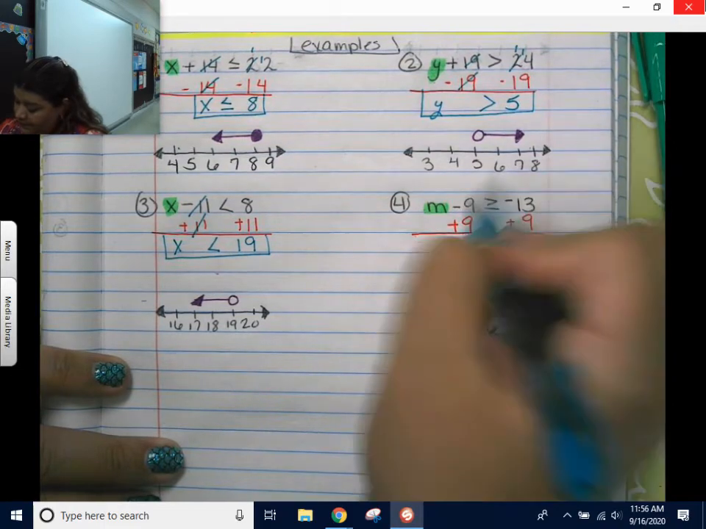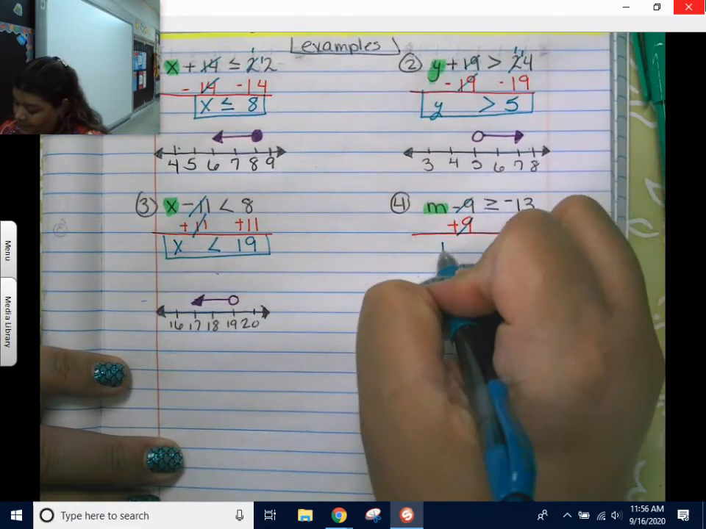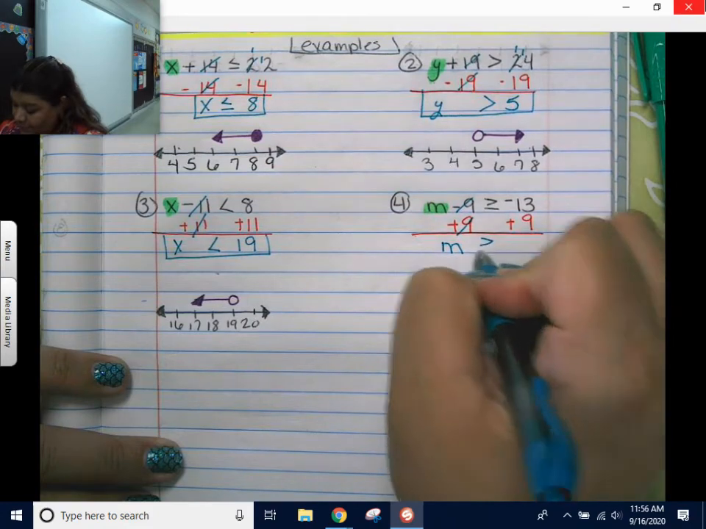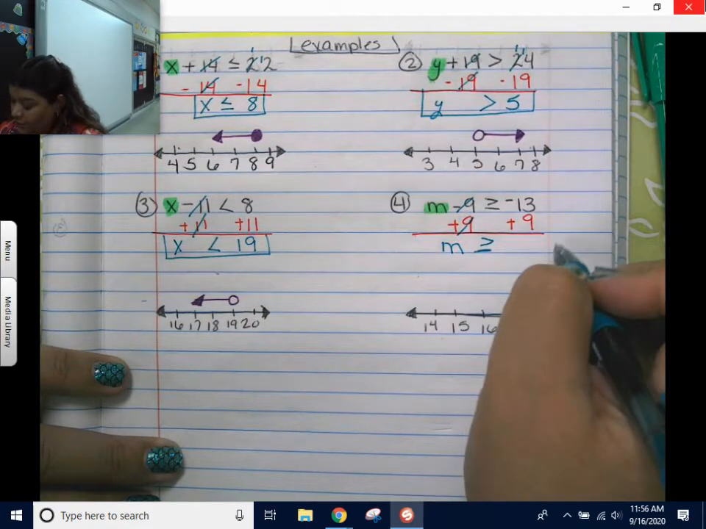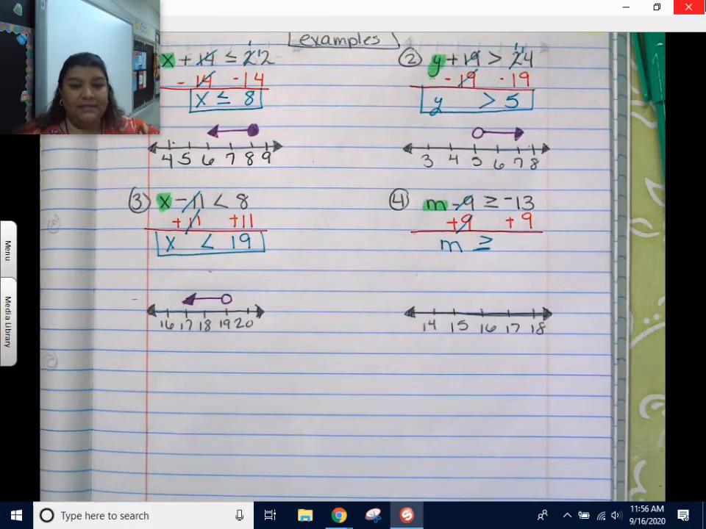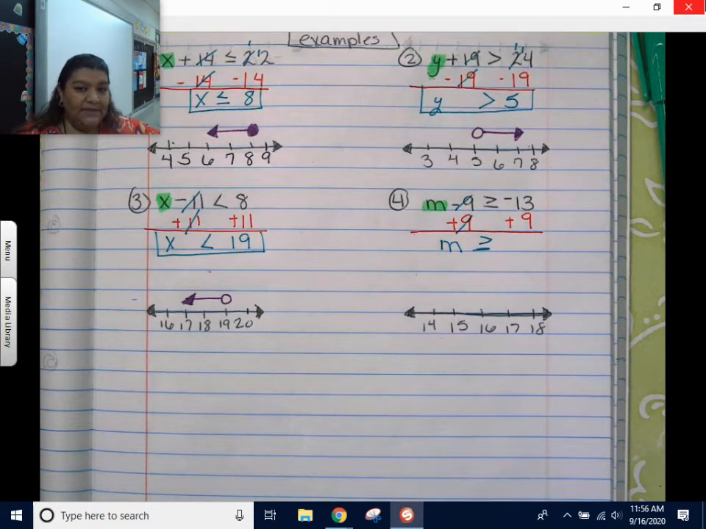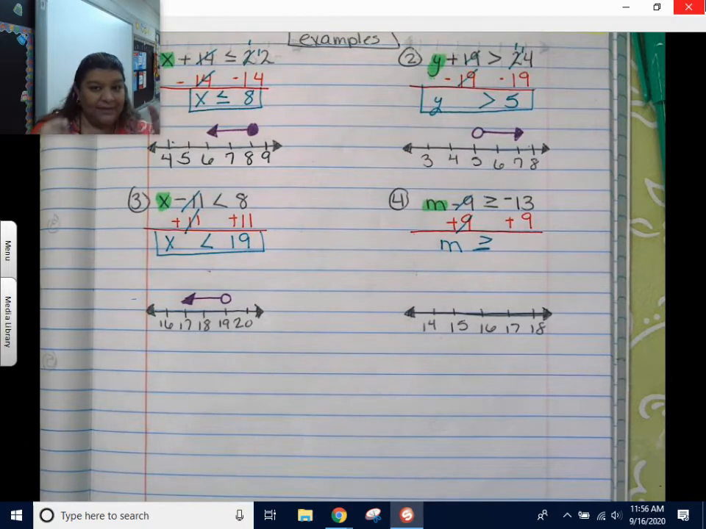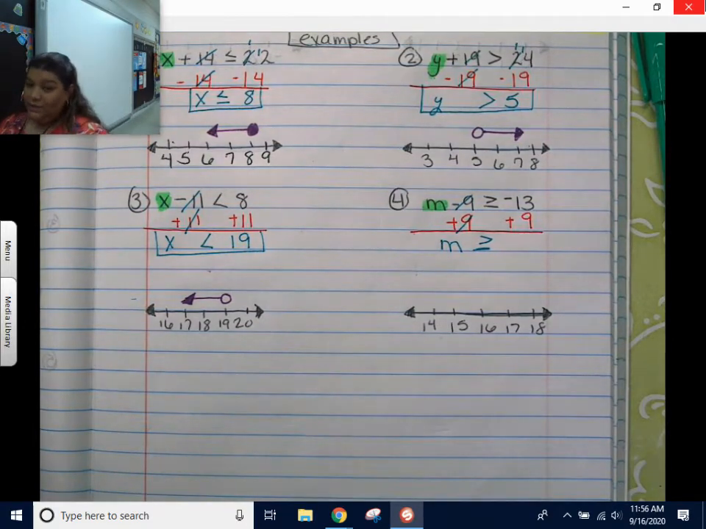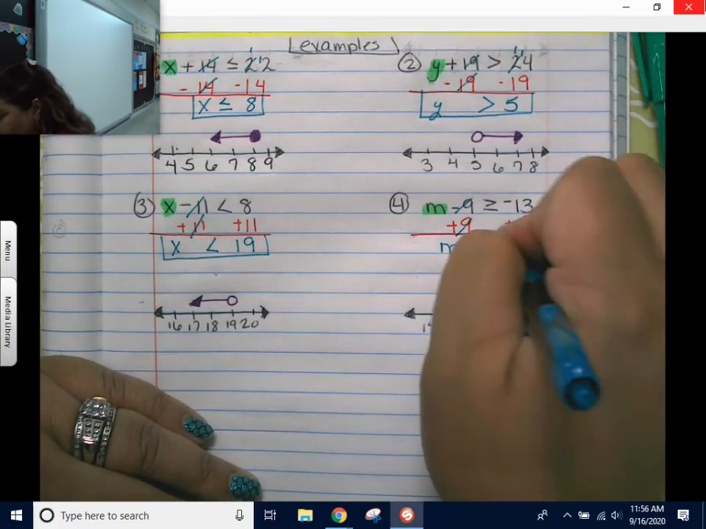Good. These cancel. M comes down into my answer. Don't forget that symbol. And 13, oh, I have a negative 13 and a positive 9. Remember your adding rules for positives and negatives? If you add two numbers that are different signs, do we add or subtract? We subtract. Remember, they're canceling each other out. So I'm really doing 13 minus 9 because the signs are different. So 13 minus 9 is 4.